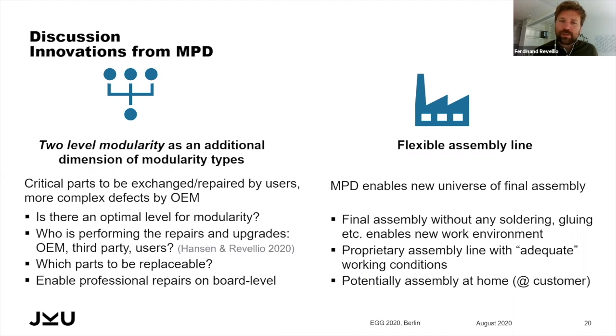And also for the flexible assembly line, really a new universe for final assembly can emerge. Because there's no soldering and no gluing, it's just really putting the parts together. It enables a new work environment, as Lynn explained. And really we could think about assembly at home even. And in times of Corona, we could also have local regional assembly hubs, maybe in Germany or Europe or the United States for these phones. So also drop us a line if you have any comments about this.